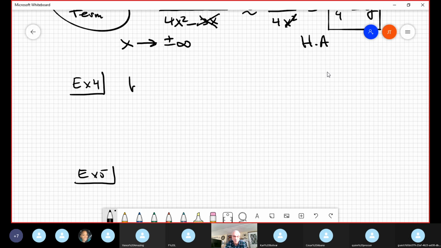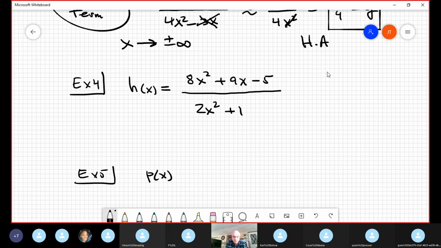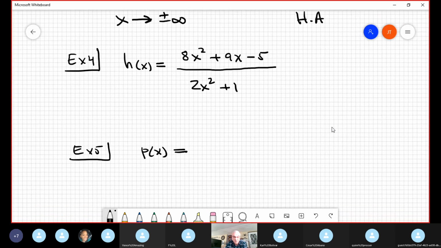Okay, suppose the function h of x equals (8x squared plus 9x minus 5) divided by (2x squared plus 1), and the second function p of x is equal to (x squared plus 7) over (11 minus x squared). And for the first one here, do we have a horizontal asymptote? Yes or no?